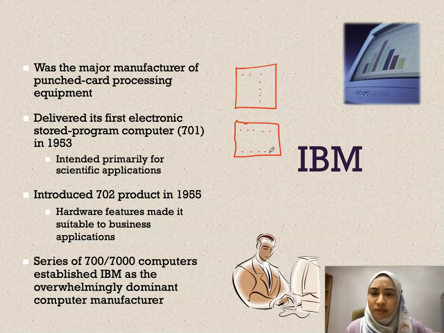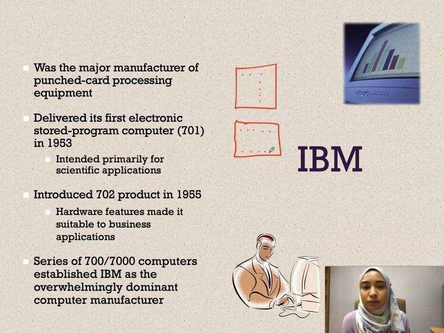What's the difference between boys' and girls' clothes? The cutting, obviously. But really, I don't know. Actually, I don't know much about textiles. But that was an example. So IBM was the manufacturer of punch card processing equipment.